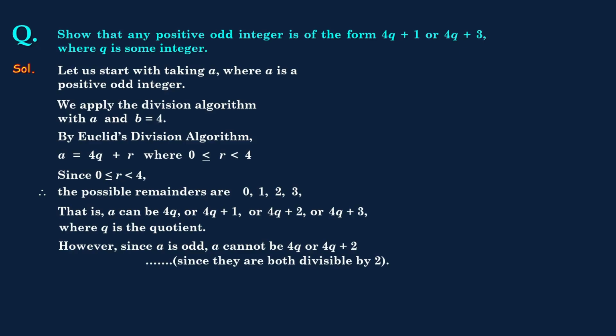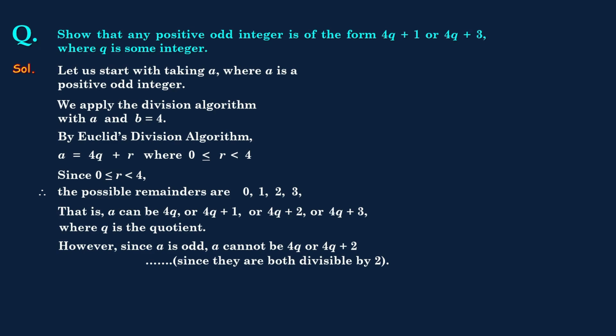Now in this case, since a is odd, a cannot be 4q or 4q plus 2. Let me tell you why. You know that 4 is an even number, right? Any even number multiplied by a number will always be even. So 4q will always be even, and we have to discard it because they are asking to find the positive odd integer.